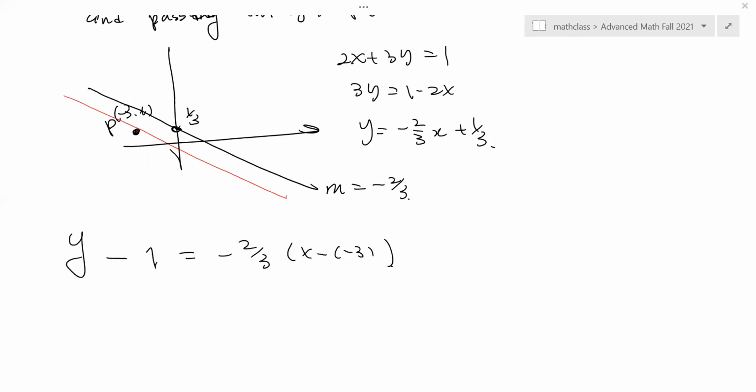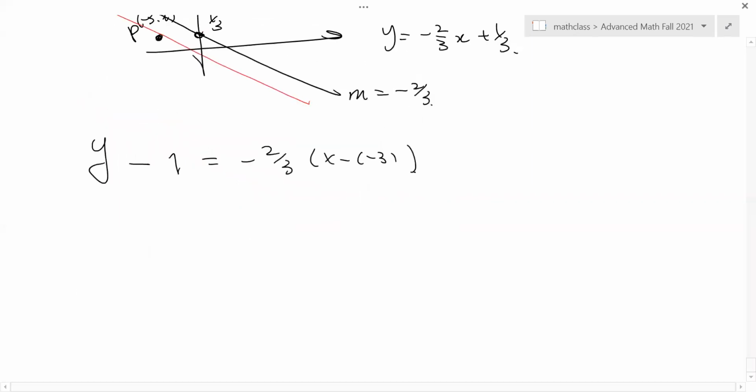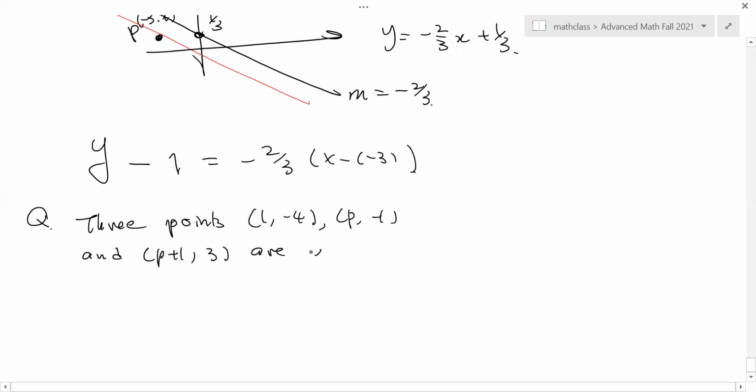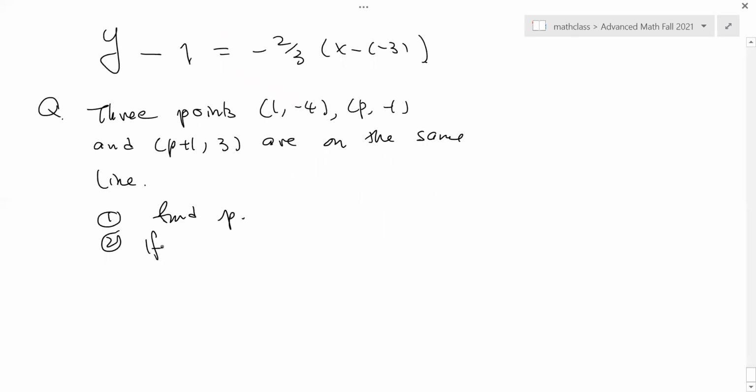Okay, so let's look at the next problem. We know that 3 points, P(1, -4), Q(p - 1, 3), and R(p + 1, 3)... are on the same line. First, find the value of p. Second, if Q(1, q) is on the line, find the value of q.